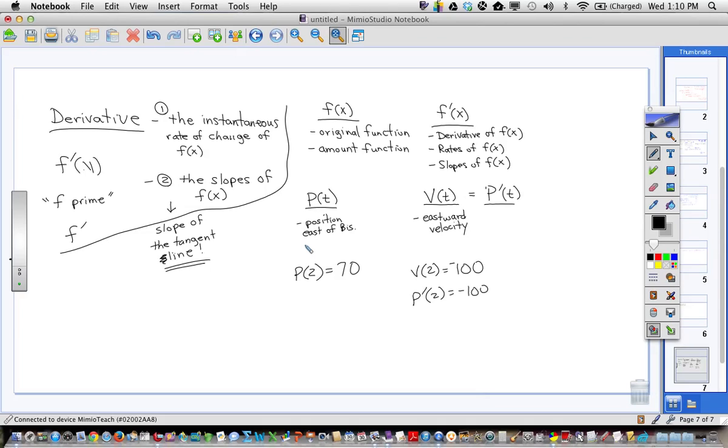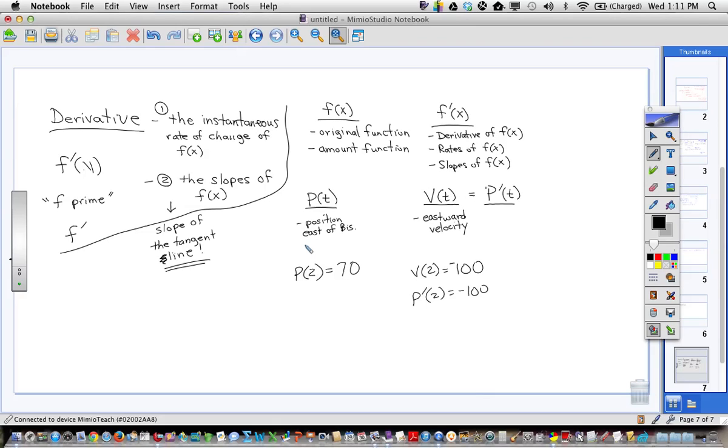So let's take a little closer look then at this graph. All right, so let's focus on the position graph first. So it starts down here, which tells me what about the car? It's not moving. No? Yeah, there is movement in this, but that tells you its position. So it starts at Bismarck. And it goes up, which means since it started at 0, now going up alone doesn't tell me about where it is.